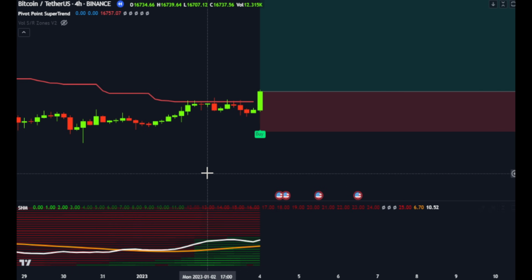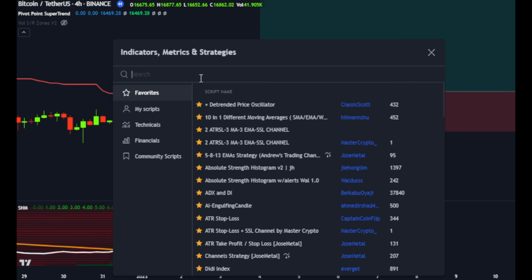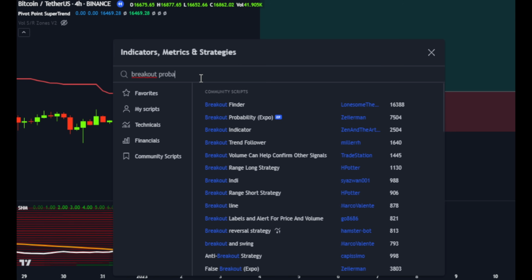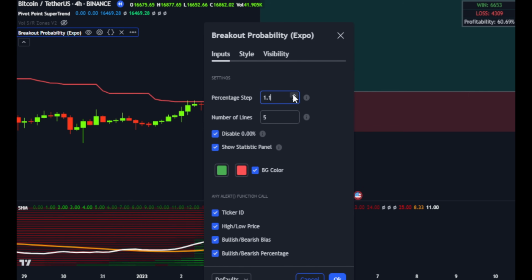Before the end of the video, I would like to show you one more indicator. It will help you to know if the trade is more accurate. The indicator is called breakout probability created by Zierman. We are going to modify its inputs. Step percentage from 1 to 1.2. The number of lines from 5 to 4. We disable show statistic panel. And it's ready.